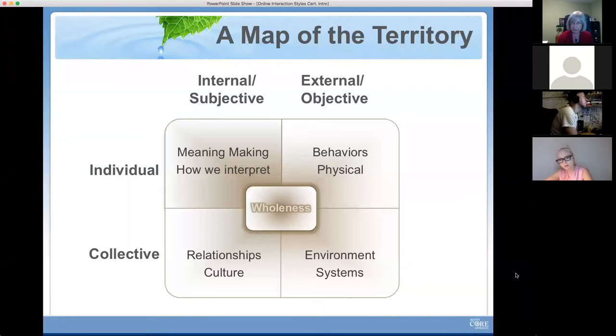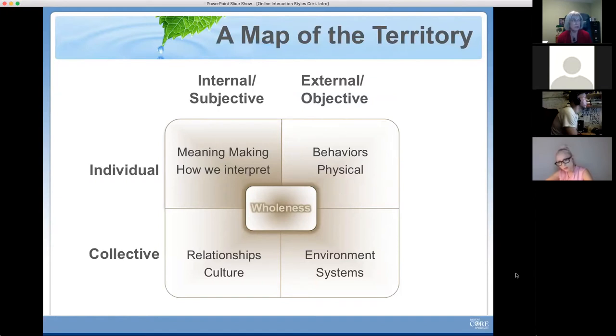Okay, so a little map of the territory. This is based on the work of Ken Wilber. It's called the Wilber Matrix. I found it a really useful diagnostic tool for what's going on. But I want us to think about all the many aspects of who you are and what makes up the wholeness that's you. And very often what we look to is behaviors. And behaviors, yeah, behaviors are important.